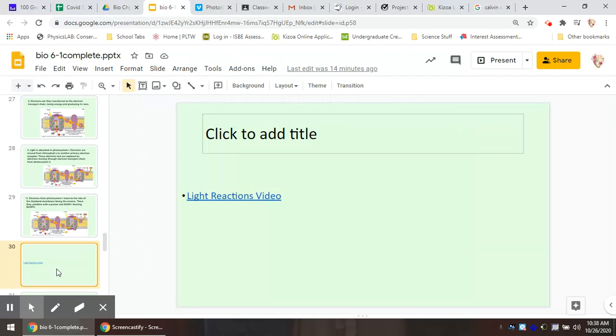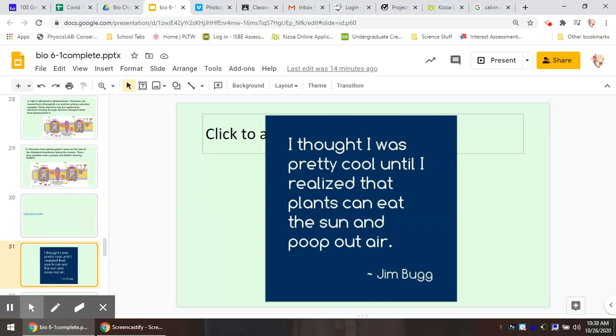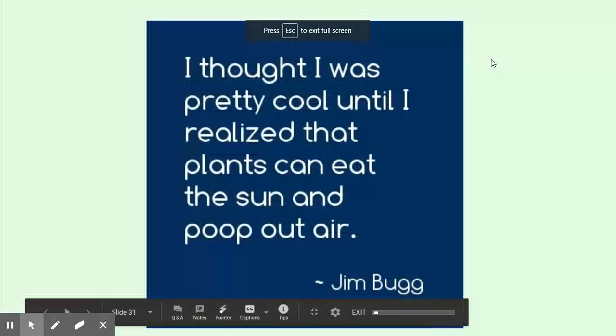Okay, we're going to stop there and we'll come back to the Calvin cycle later. I always thought this was pretty funny and pretty true.